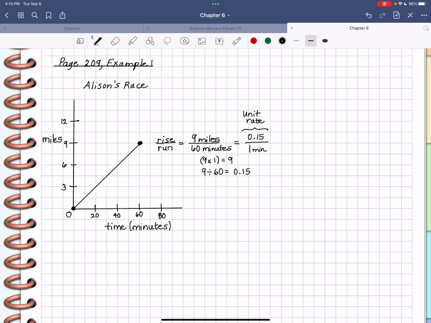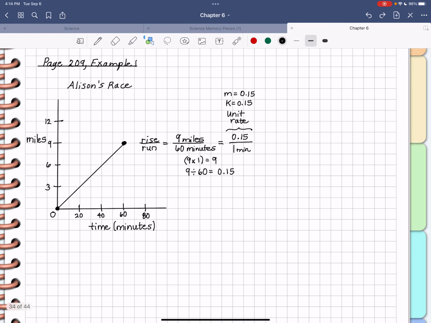Now, once you get the unit rate, you know K, the constant of proportionality, which is also the same as your slope, is 0.15. So that is telling me Allison's story. Allison's is given to us in the form of a graph.